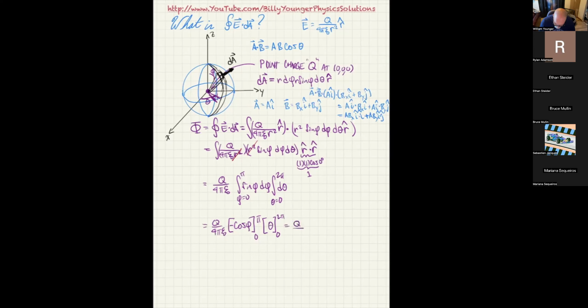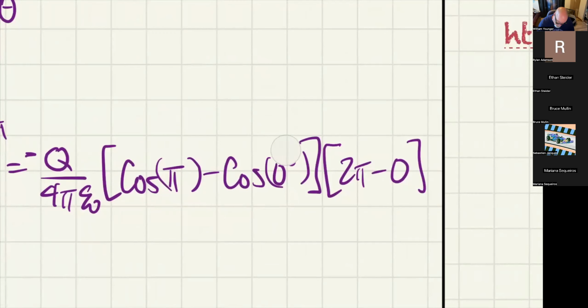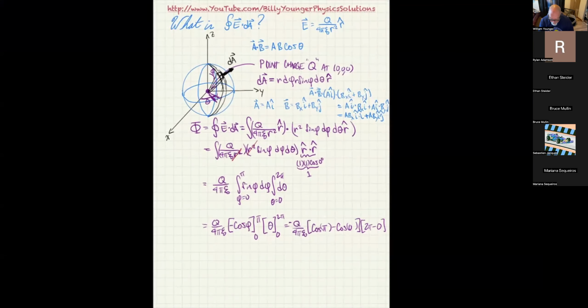So I get q over 4 pi epsilon naught. Now I'm going to put a negative in front of it, and then I'm going to take the cosine of pi and subtract from that the cosine of 0. And then, of course, I'm going to take 2 pi and subtract from it 0 as well. I shouldn't have even put that in there because it makes it confusing, but we'll just say 0 radians. But you see that the cosine of pi is -1, and that's going to combine with the negative symbol to give me a positive.